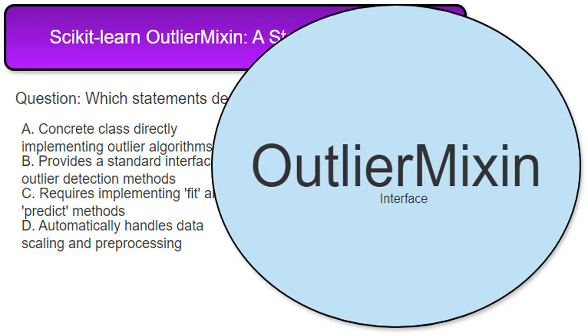I see OutlierMixin as a helpful tool in Sklearn. It's not an outlier detection algorithm itself, but rather a blueprint. Think of it like a recipe template. It provides the basic structure and expected ingredients, methods like fit and predict, but you still need to fill in the details with a specific recipe, an actual outlier detection algorithm, to make a complete dish. It ensures that different outlier detection algorithms can play nicely together by adhering to a common standard.